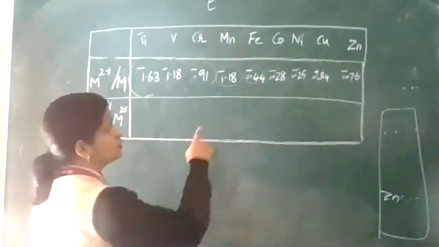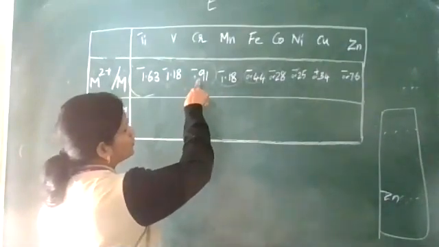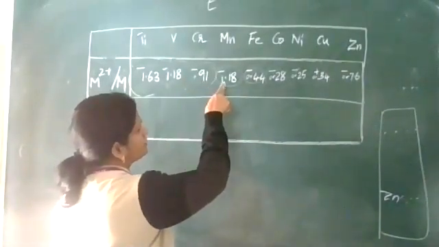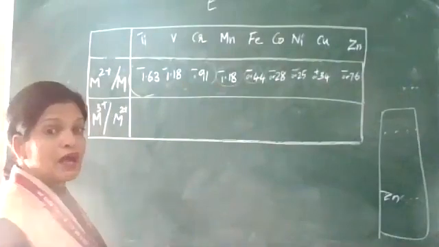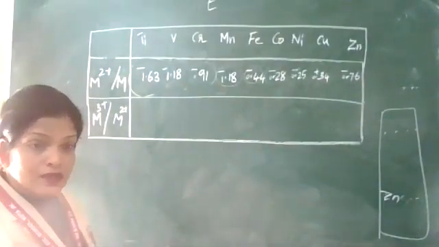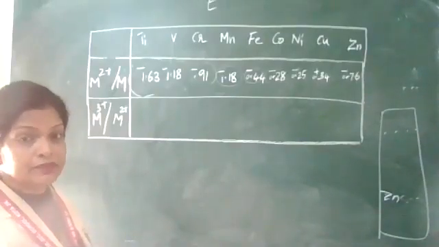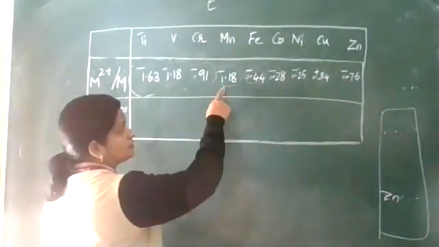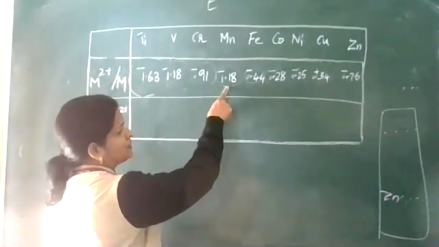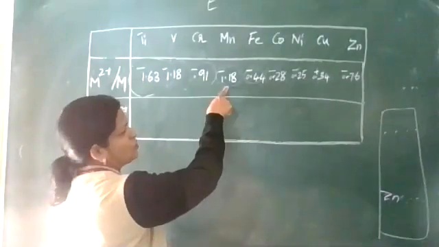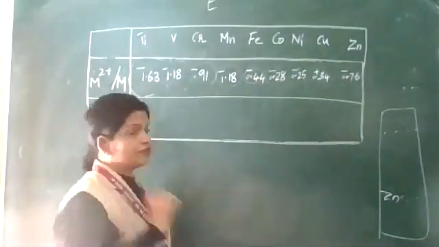But when it comes to manganese, this is minus 0.9. We expect something like minus 0.6, but the value is high negative. The reason is that after the release of those two electrons, manganese attains half-full stability. So this is an exceptional case, not in the trend. We expected some minus 0.6 or minus 0.7 like that.